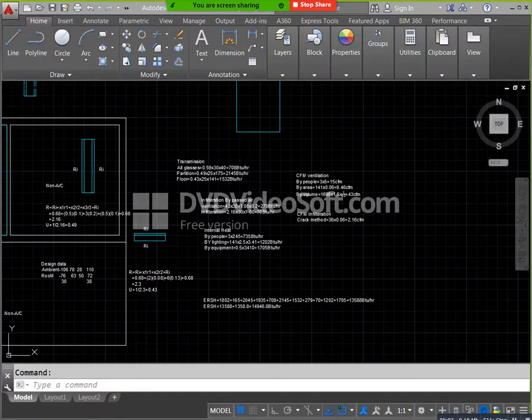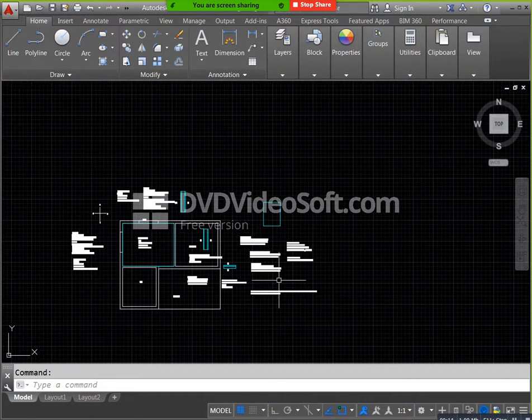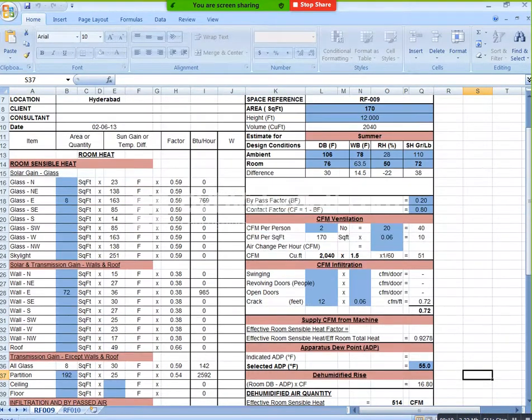See here, in second class we completed up to here. Okay, effective room sensible heat load calculations. Then we can go for latent heat load calculation. How can we calculate our latent heat? You can see already we completed up to this topic.